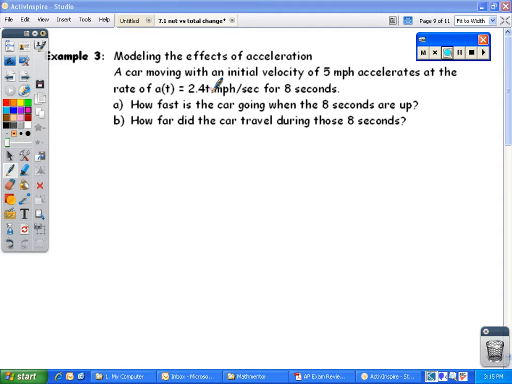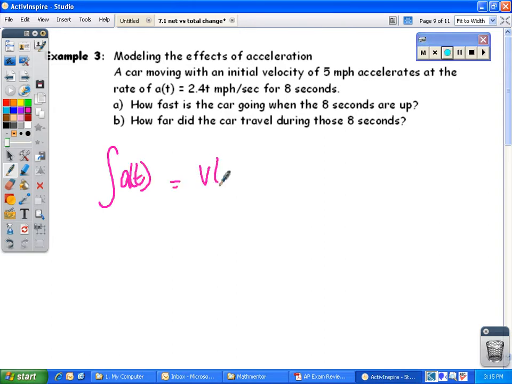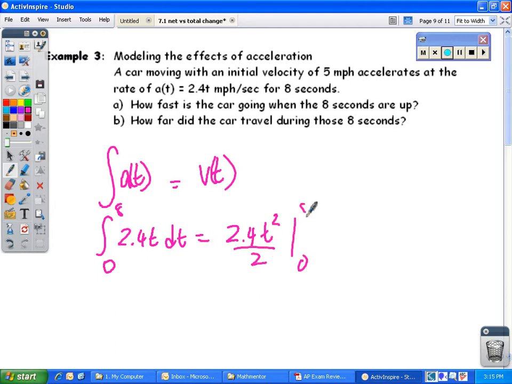So if we integrate a rate, we get an amount. So if we integrate a of t, we will get v of t. So we want to integrate a of t from 0 to 8. A of t, which is 2.4t dt. And if I integrate 2.4t, I get 2.4 t squared divided by 2 from 0 to 8. 2.4 divided by 2 is 1.2. I'm going to plug in the 8 and square it.